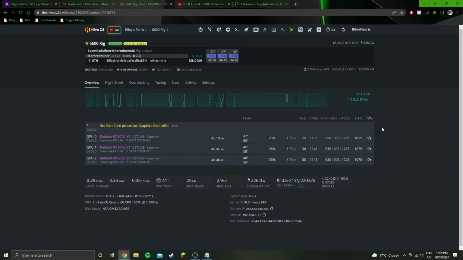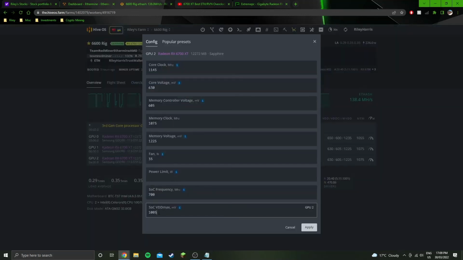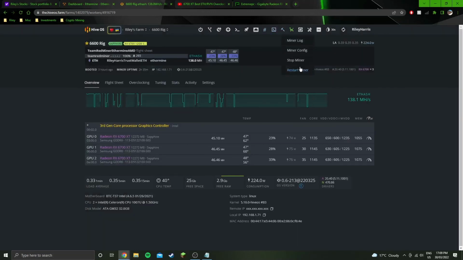But I will say that he did stop the miner. He came up here, miner actions, stopped the miner, and then he changed the setting to like 805 VDDmax, and then he went back up and clicked restart miner. So I think if he had rebooted that rig, it probably would have crashed. But that's pretty much all I got for this video.